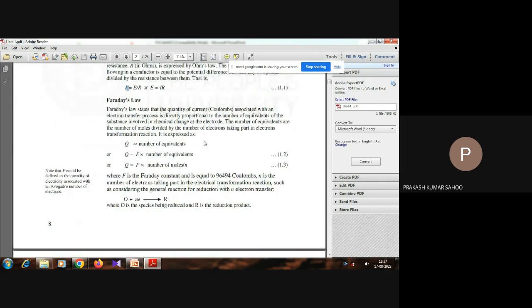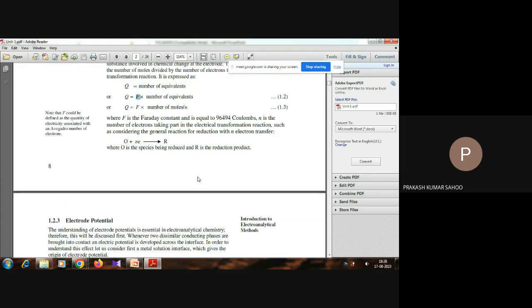What is Faraday's second law? When two or more electrochemical cells are connected in series, the amount of substance deposited or liberated is directly proportional to their equivalent masses. So this is Faraday's second law. You just remember here, Q is proportional to the number of equivalents, that is equivalent mass. So Q equals F, where F is the Faraday, a constant, into the number of equivalents. Equivalent means moles times the number of electrons transferred, n. So this becomes your Faraday's law.